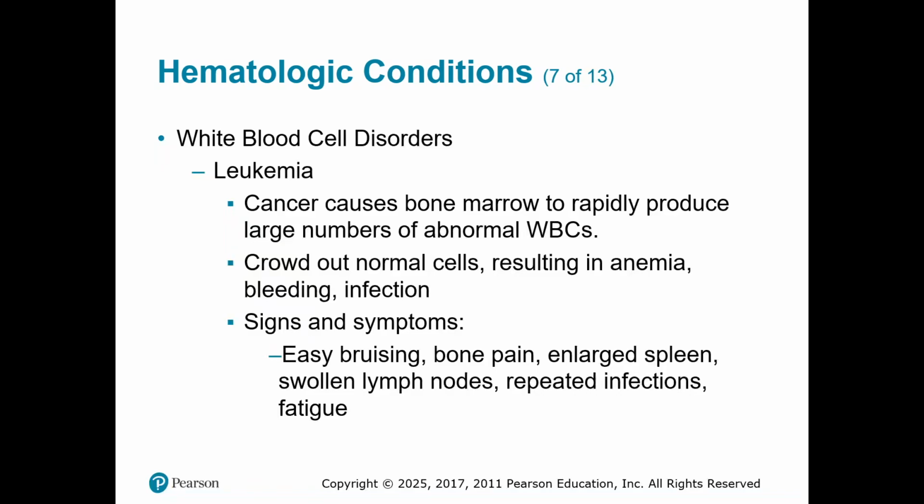Then we have white blood cell disorders. The big one's leukemia. The cancer causes bone marrow to rapidly produce large numbers of abnormal white blood cells. And these actually crowd out the normal cells, resulting in anemia or bleeding or even infection. Because what do white blood cells do? They fight infection. If there are too many of them and they start clumping together, they start to lose their function to fight infection. Some of those signs and symptoms include bruising, bone pain, an enlarged spleen, swollen lymph nodes, fatigue, and infections.